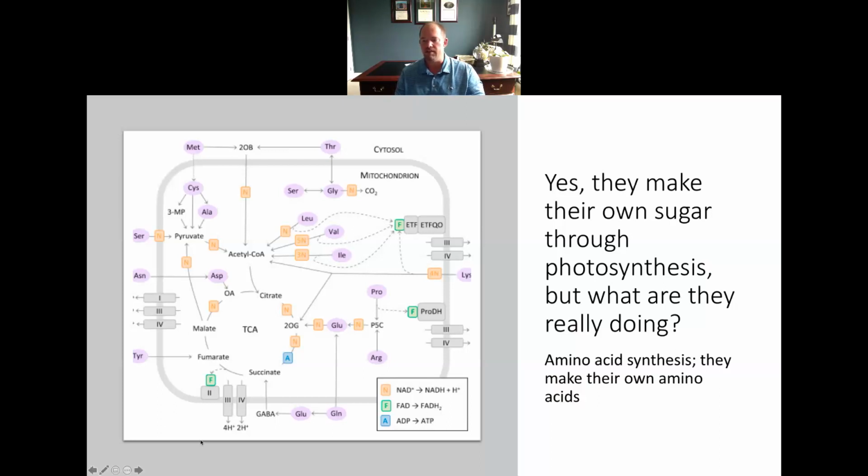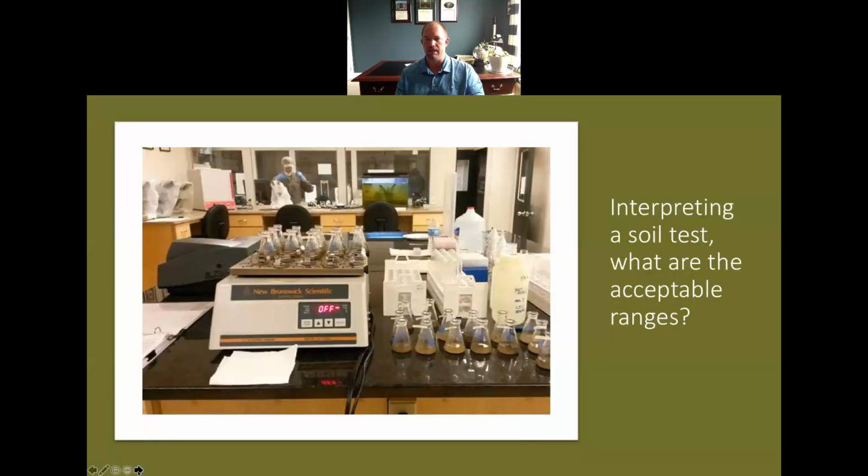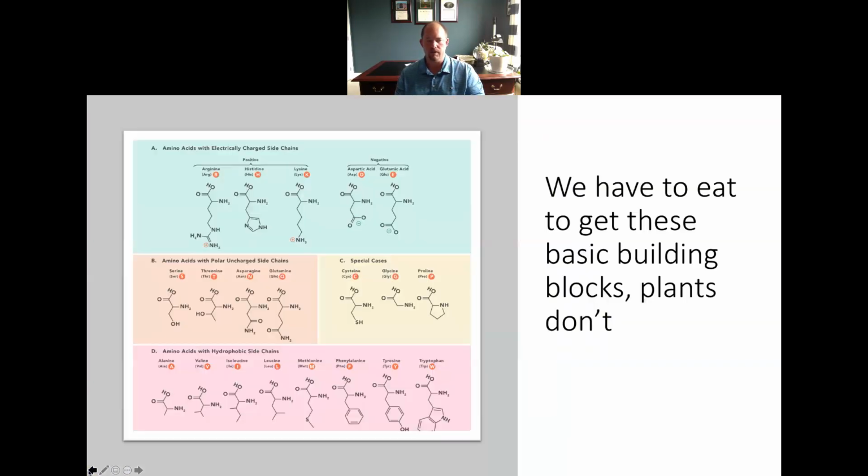but that's really, at the end of the day, the plant isn't really just producing sugar. It needs carbohydrates for cellular respiration, but at the end of the day, what is it really doing with all these carbohydrates? It's fixing them with nitrogen, again, coming from urea, coming from ammonium, coming from nitrate. It's taking that nitrogen, and it's fixing it with those sugar molecules and or glucose molecules to create its own amino acids. Okay, so again, we have to eat to get these basic building blocks. Plants don't. Plants have the ability to manufacture all of these amino acids. So, that's kind of the neat thing.